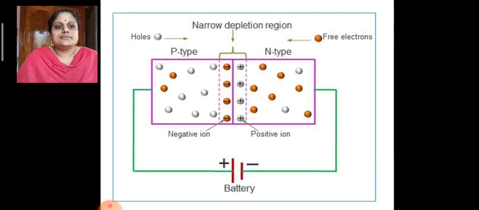Now let us see the biasing in the case of a PN junction diode. In this picture, the P region of the diode is connected to the positive terminal of the battery and the N region is connected to the negative terminal of the battery. This type of connection is known as forward biasing, and the width of the depletion layer formed in the case of forward biasing will be narrow.